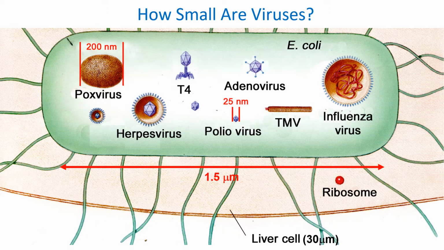T4 is a bacteriophage that infects cells like E. coli. We have this large group of herpesviruses that we'll talk about. The pox virus, things like smallpox, of course, very historically important. And the one I haven't mentioned, TMV, is the tobacco mosaic virus, which, as the name suggests, infects tobacco. And it was one of the very first viruses that was studied and understood in detail.